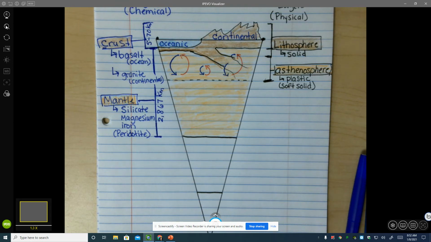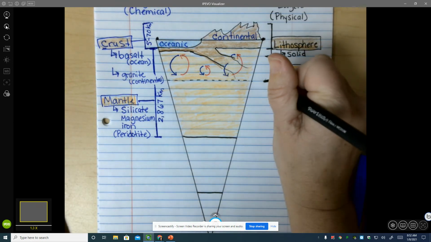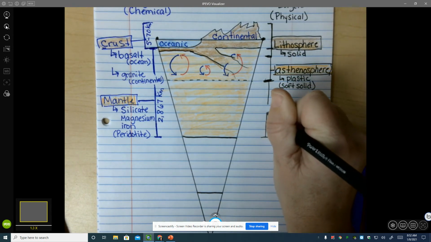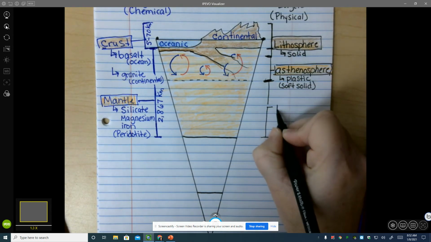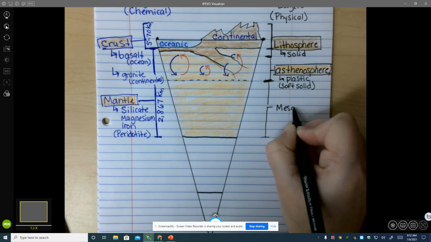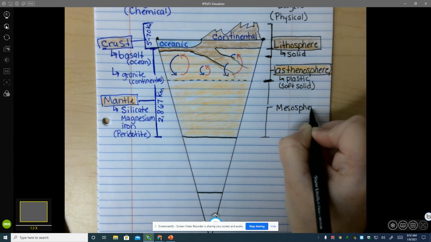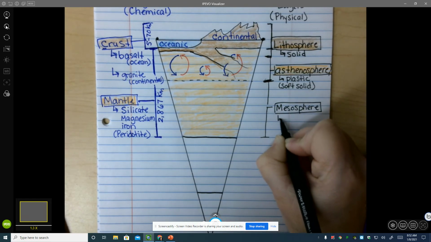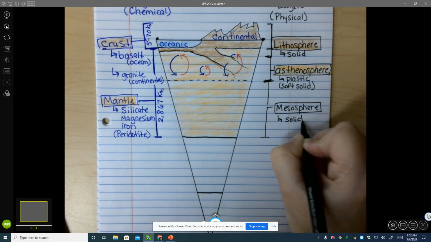Okay, so then what's the last part of the mantle called? In the book, it's just called the lower mantle, but let's refer to it as the mesosphere. And the mesosphere is back to a solid again, okay?